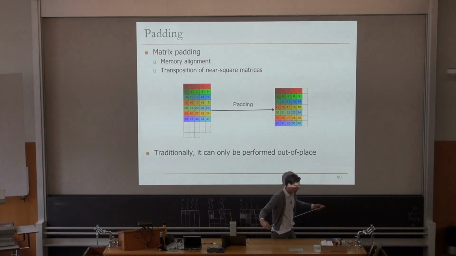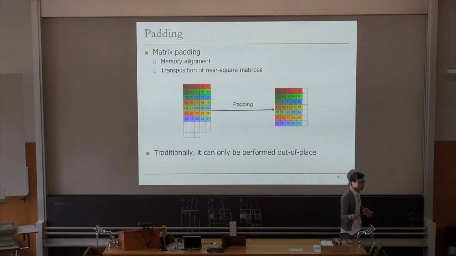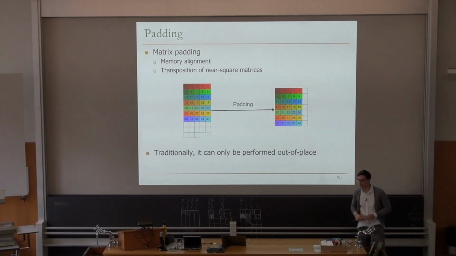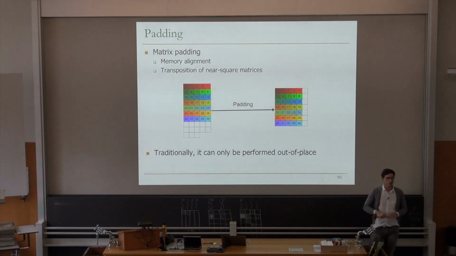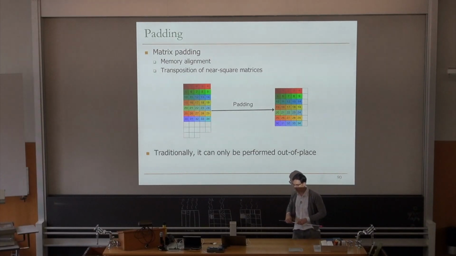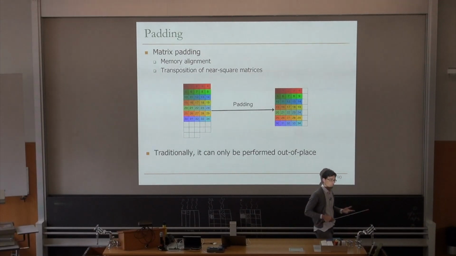I don't know if you're very familiar with matrix transposition. If your matrix is a square, it's super easy, because you just need to swap the elements that are at the same distance from the diagonal. But as soon as your matrix is a rectangle, then it's not that easy anymore. It's really a very complex process, and it's especially complex if you want to do it in place.